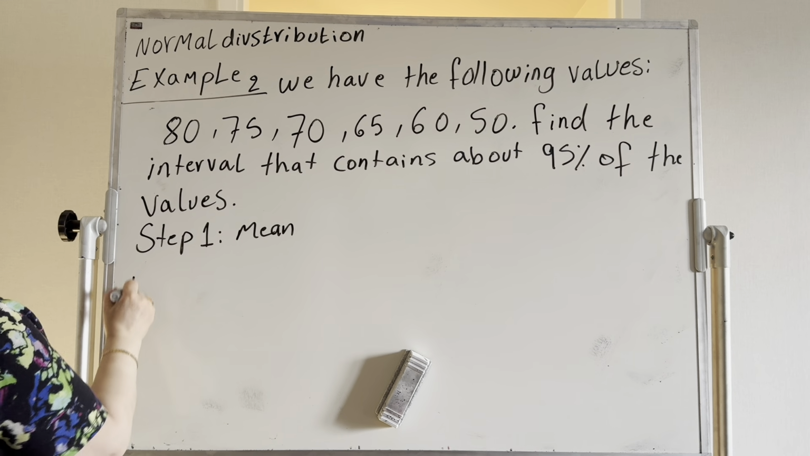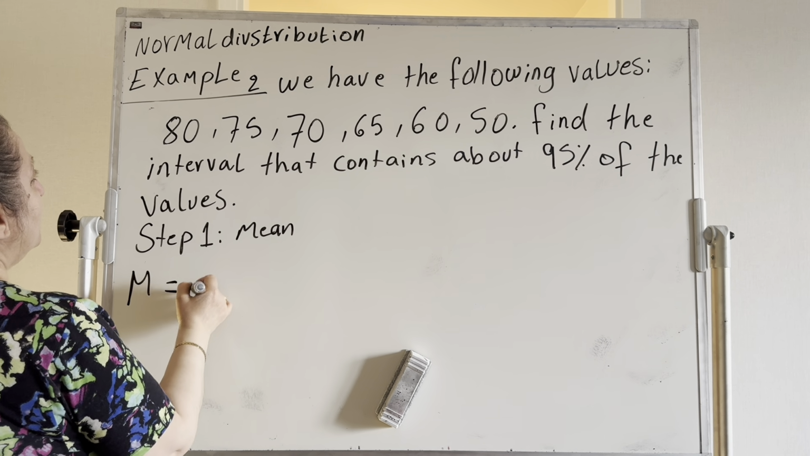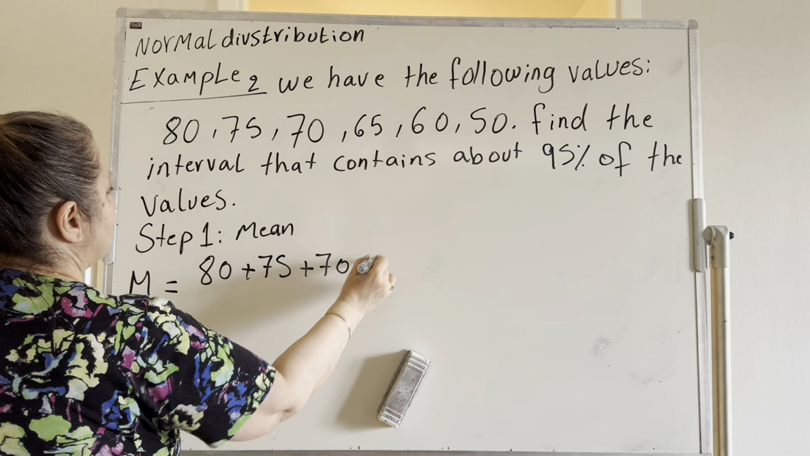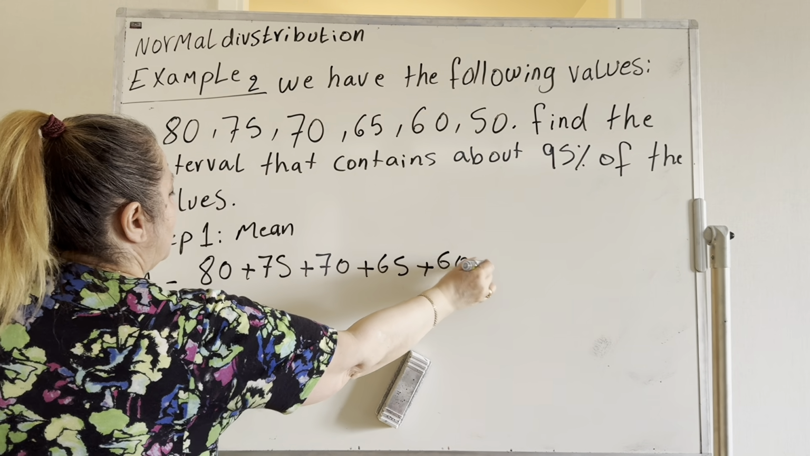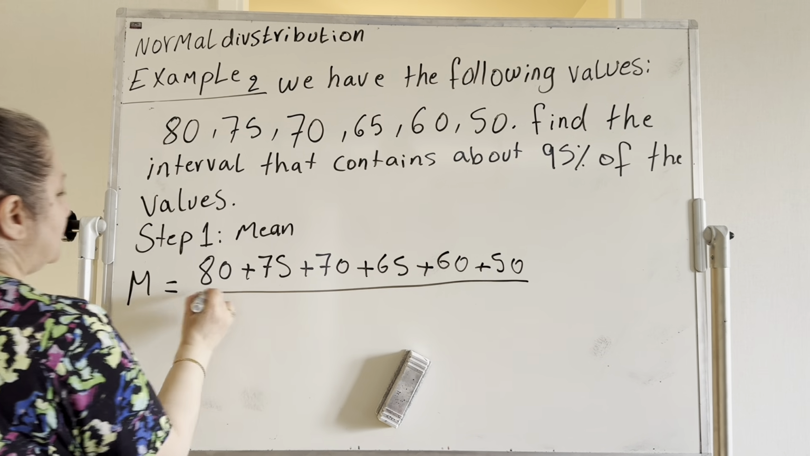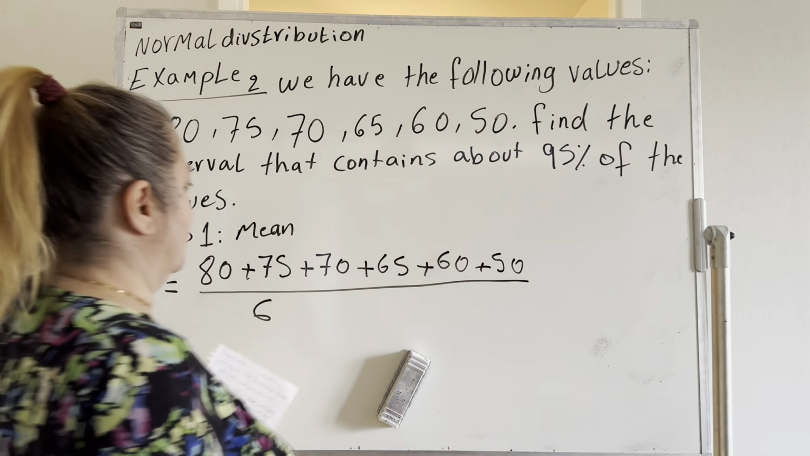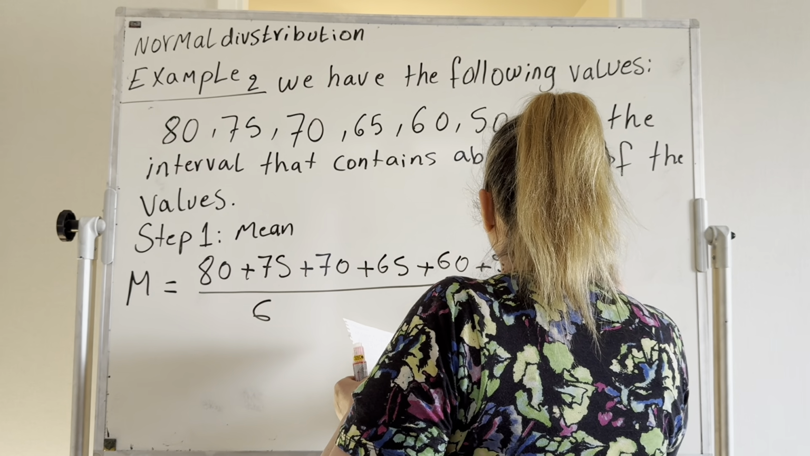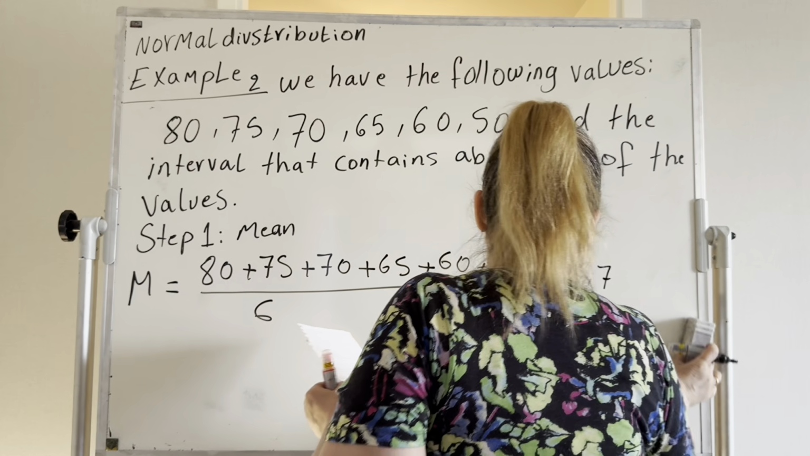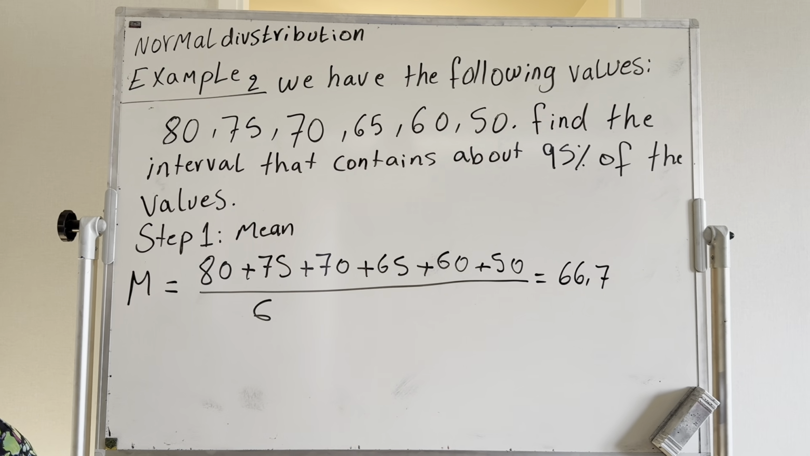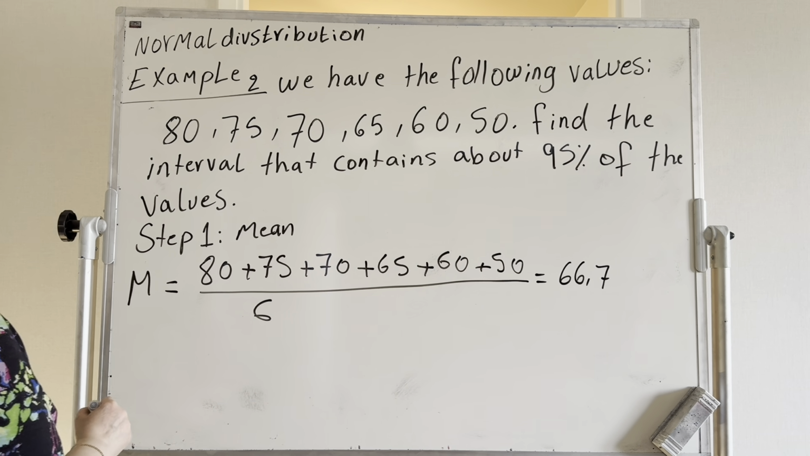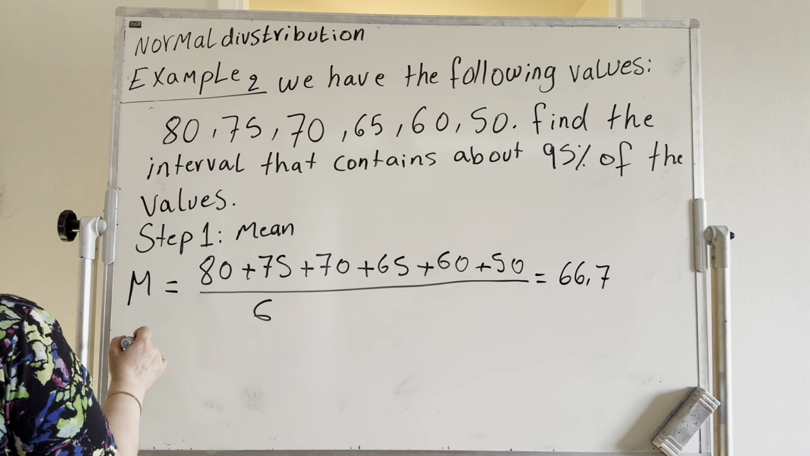So mu, the mean, equals 80 plus 75 plus 70 plus 65 plus 60 plus 50 divided by 6, and when I add the values divided by 6, I get approximately 66.7. Then the mean is 66.7. Then I will calculate step 2, the standard deviation.